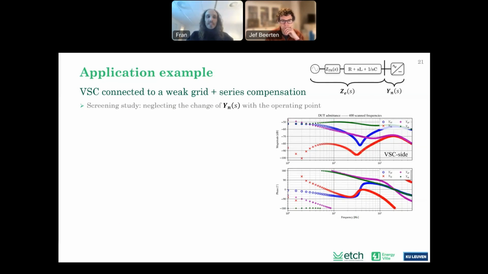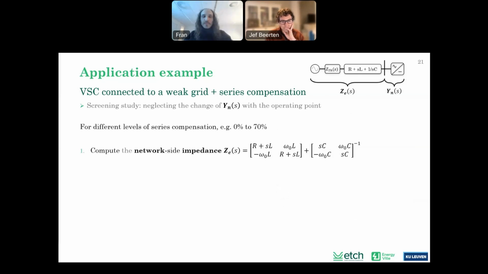And I will perform a very simple screening study. Well, I will compute what is the level of series capacitor compensation that I can introduce in the system before reaching small signal instability. So for this simple screening study, I will neglect the change of the converter dynamics with the operating point. Probably it is very small, right? So it's a good assumption for this screening.